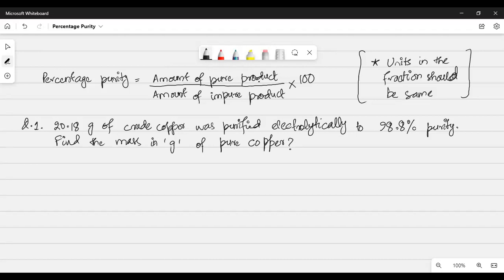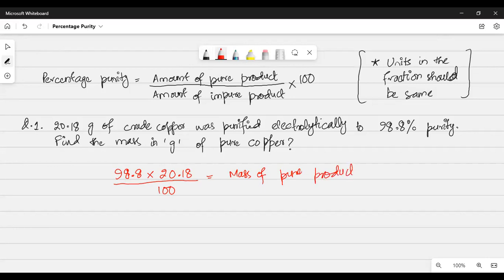Let me know the answer. Let me know when you're done. You have done the same, I guess you would be right. You have taken the percentage purity, and that is 98.8%. You multiplied it by the value of impure product, which was 20.18, and you divided the whole by 100 in order to get your answer for mass of pure product. If you have done the same and calculated it correctly, then your answer is right.